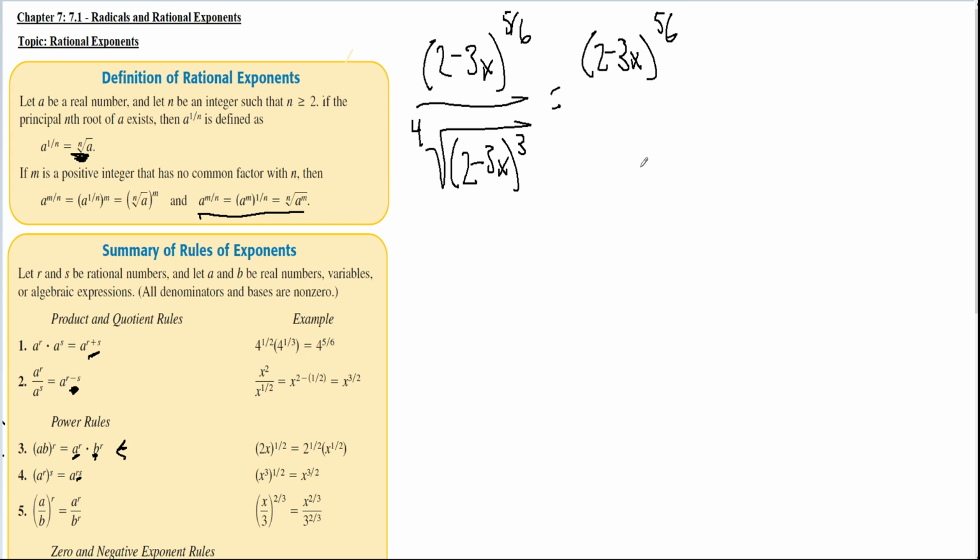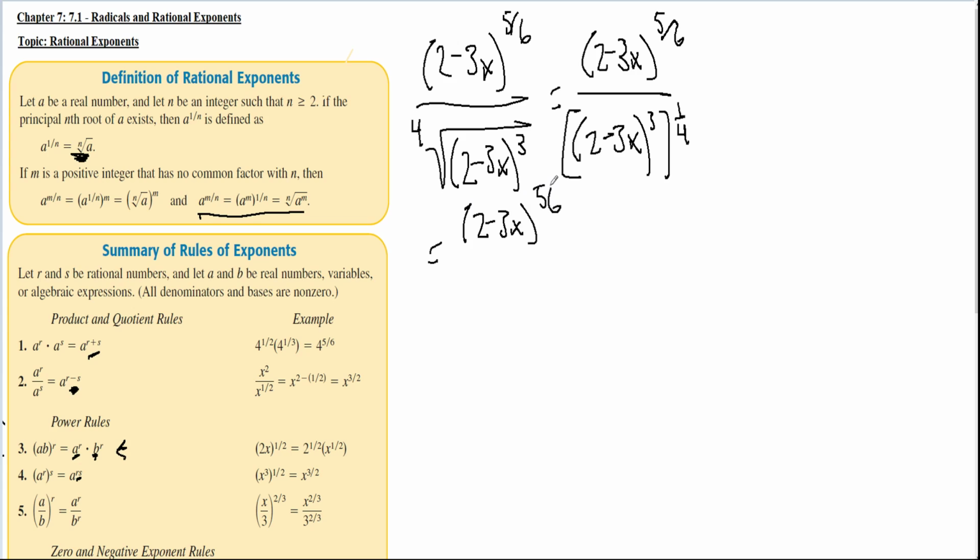Whoops. Want to divide that. So raised to the 5/6 power. And this is 2, whoops, just 2x minus 3x raised to the 3rd power, which is then raised to the 1/4 power, okay? So then I have to multiply my exponents together. So I'll get 2 minus 3x raised to the 5/6. And then I have 2 minus 3x raised to the 3/4 power.